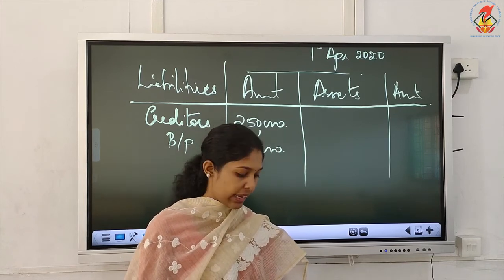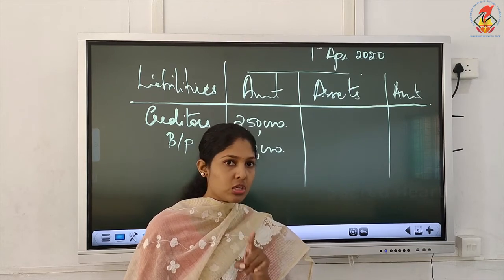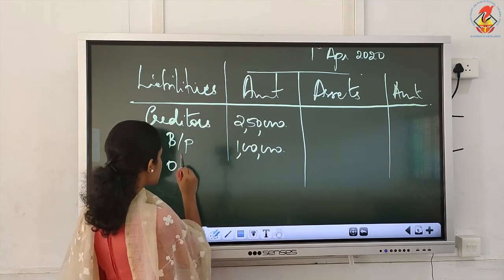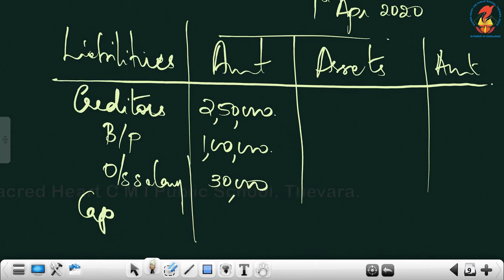Before you write capital accounts, see the adjustments once again. See whether you have any new liability in the question. Machinery stock and recorded salary outstanding is there. That is a new liability. So that you have to record, 30,000. Then we can write capital accounts.